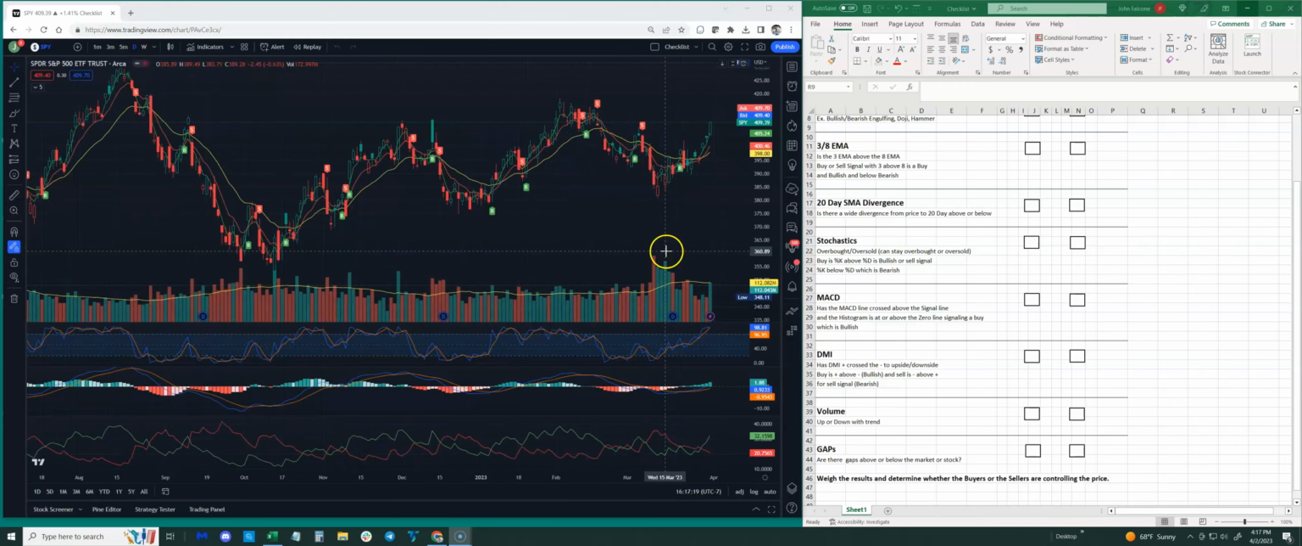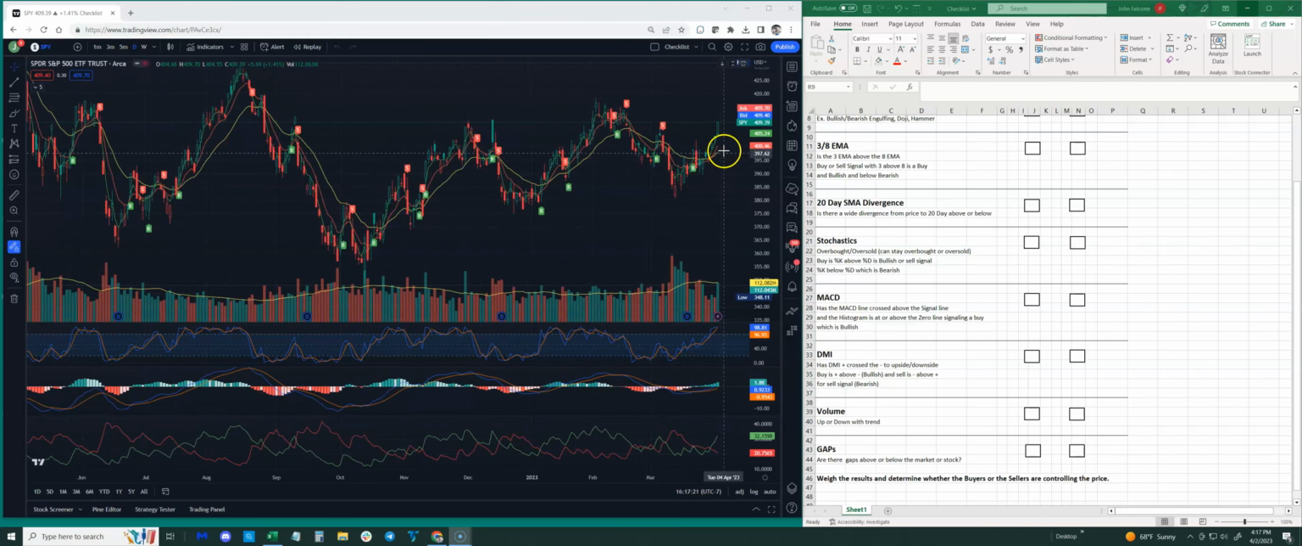You can do this on any system. I have the 3 EMA, which is the green. The red is the 8 EMA. And the yellow is the 20. We have volume, stochastics, MACD, and the DMI. And for reference, I've added the 200, which is purple.